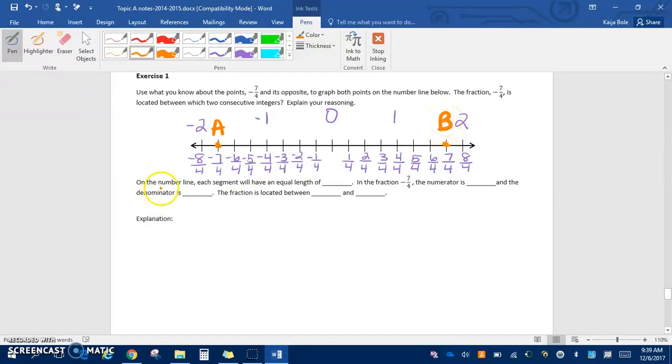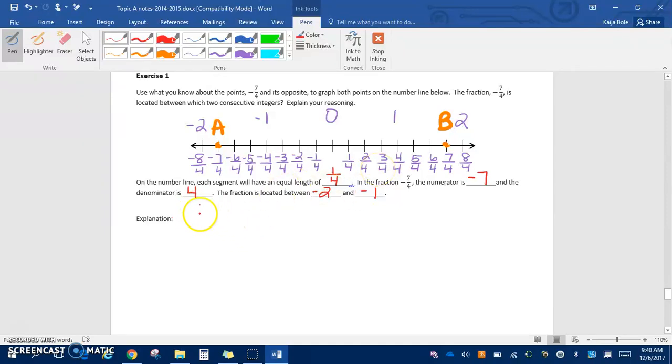Alright, now we're just going to go in and fill in the blanks. So on the number line, each segment would have an equal length of 1/4, which is what we counted by. In the fraction negative 7/4, the numerator is negative 7 and the denominator is 4. Okay, so then it's asking us which two integers is that between. And if we look up here, remember integers were positive and negative whole numbers. So that means the fraction is located between negative 2 and negative 1.